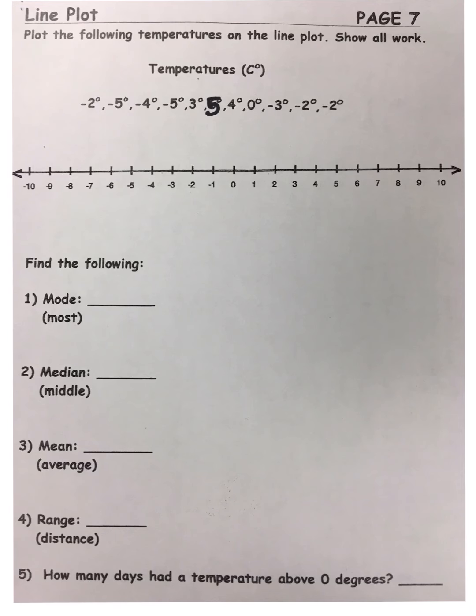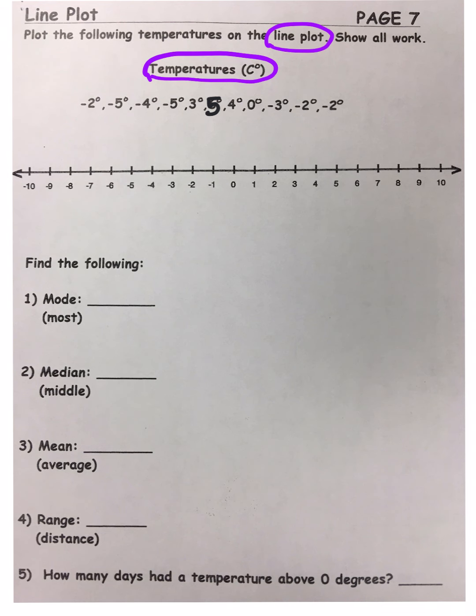Welcome to page 7 in your packet. On this page, you are going to be creating a line plot with the given temperatures. There are 11 temperatures given to you. Some of them are negative, some of them are positive.